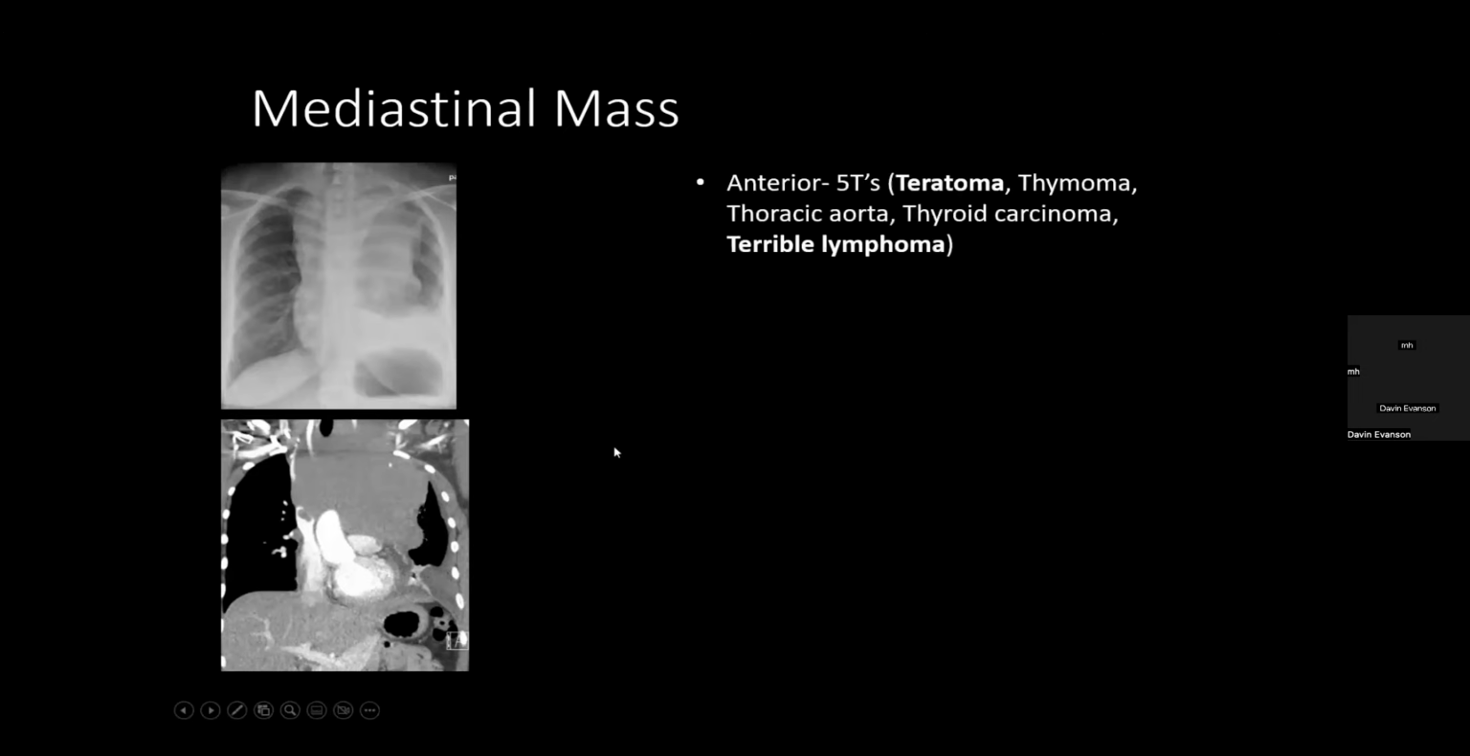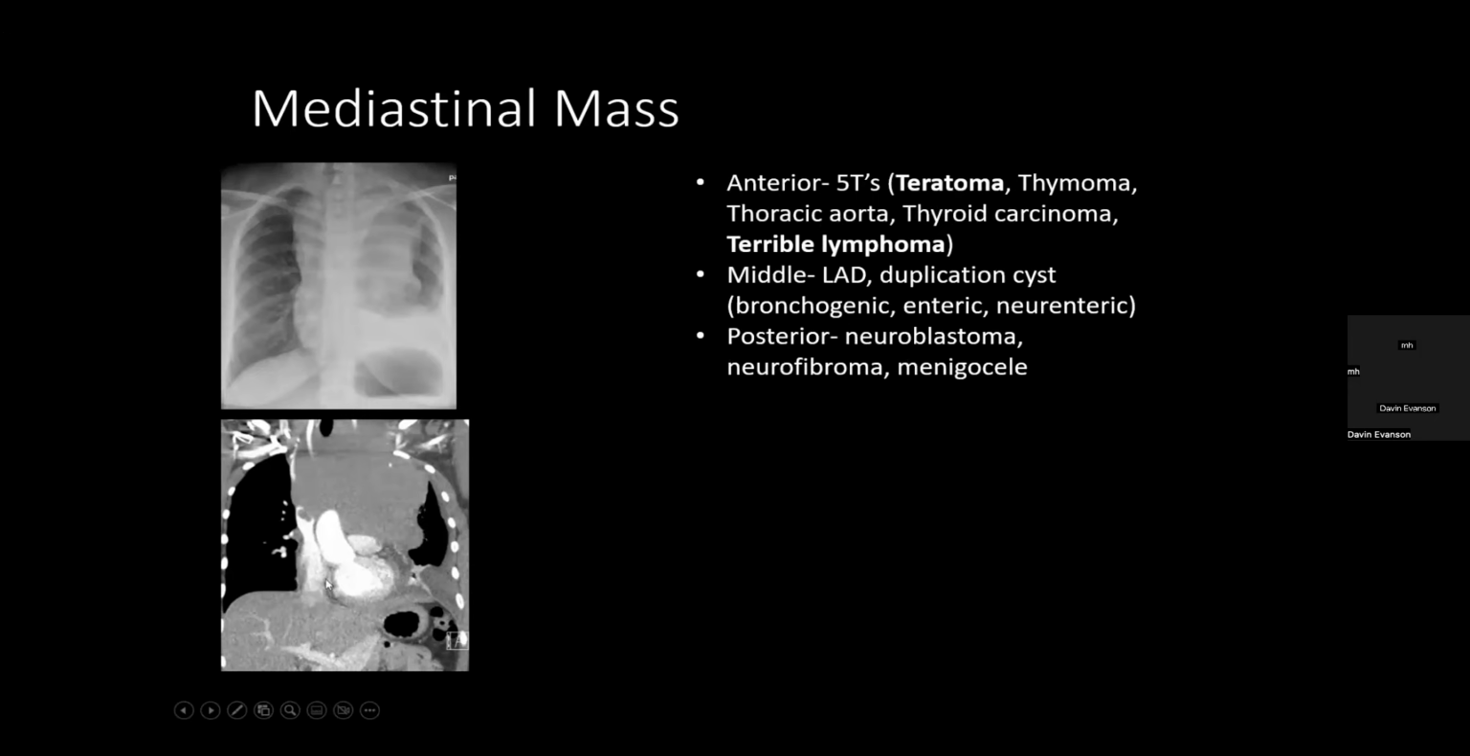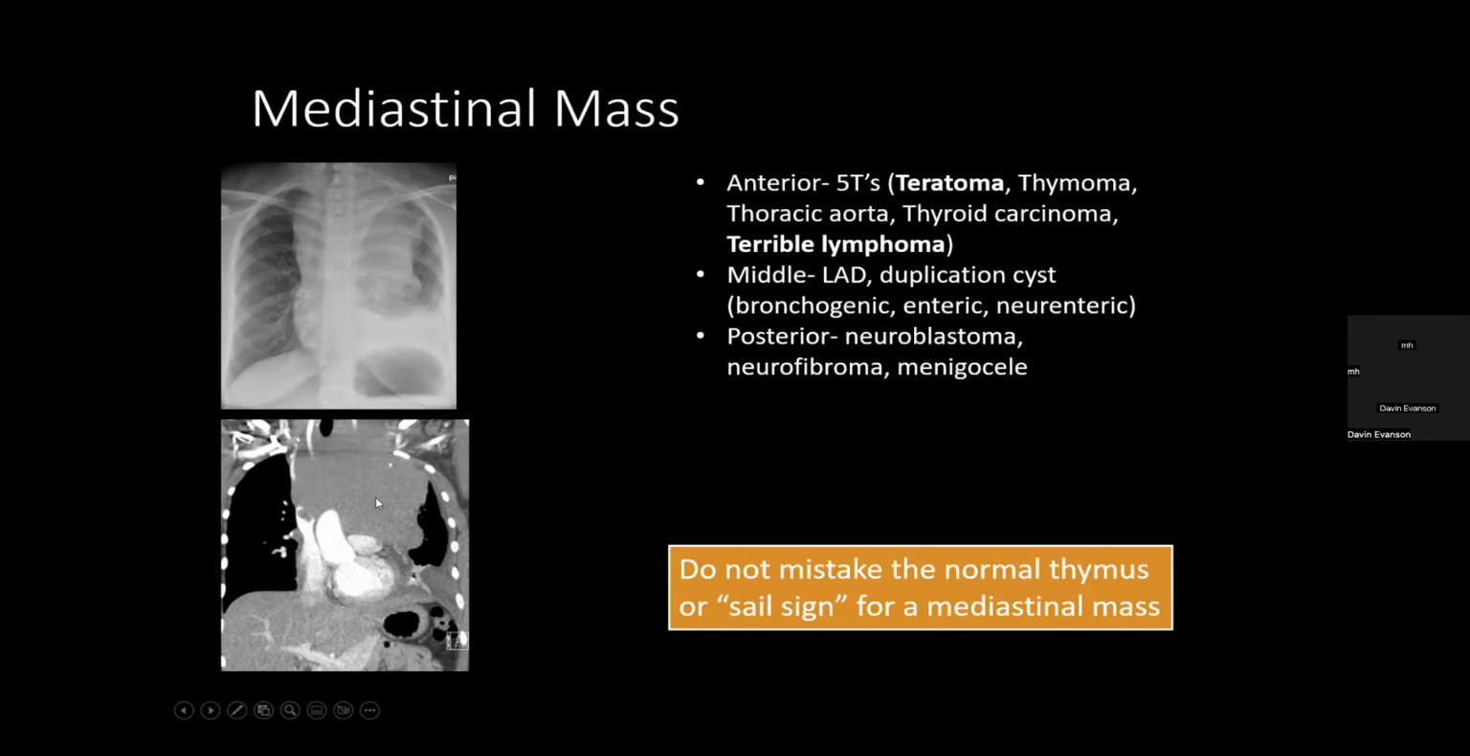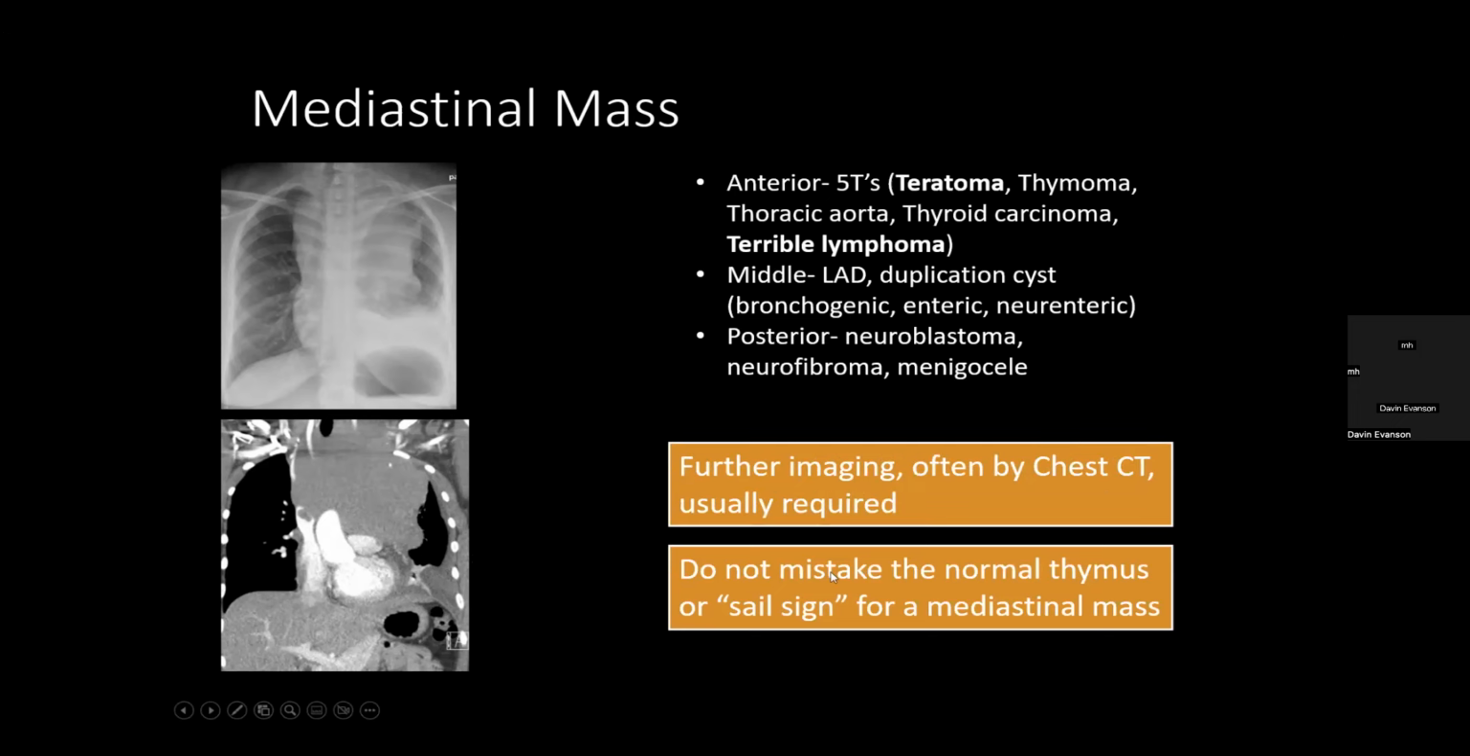Mediastinal mass would be scary. That's lymphoma. Every differential, especially for adults, but lymphoma, then the 5 Ts: teratoma, thymoma, someone with the aorta, thyroid, terrible lymphoma. CT is going to be really helpful, telling us solid versus cystic. And again, we don't want to mistake the normal thymus for a mediastinal mass.